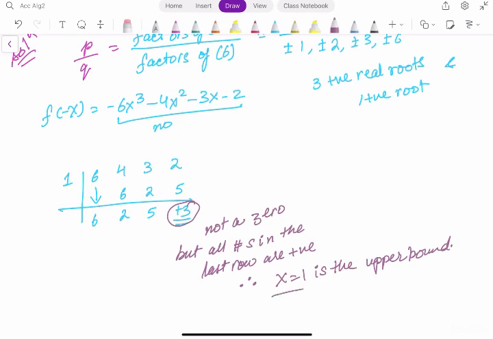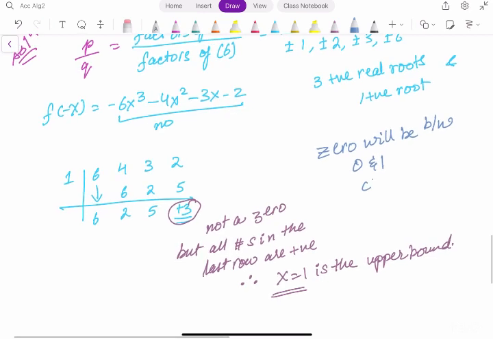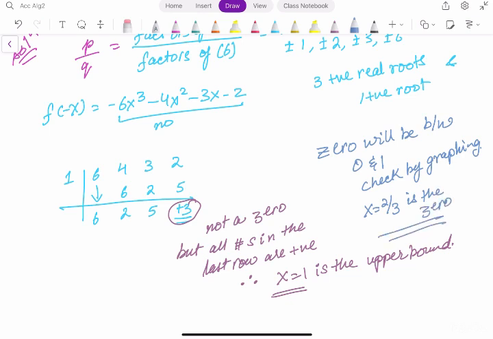If you check this function on the graphing calculator, and if you graph it, you will find that the zero will be between 0 and 1, because 1 is the upper bound. It will not go beyond that. You can check on the graphing calculator. And when I checked on my graphing calculator, I got x is equal to 2/3 as the zero. So it's a nice check to understand whether we are on the right track for solving the questions or not.